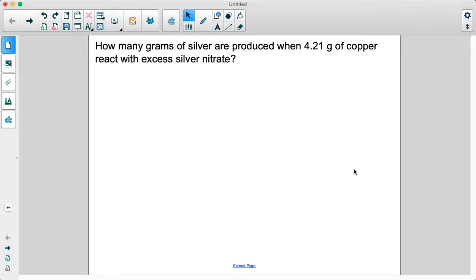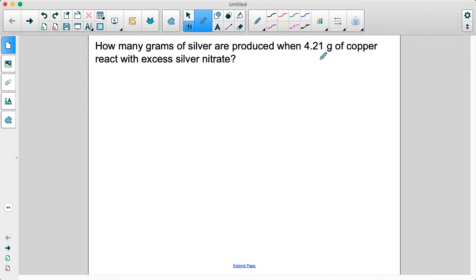All right, I'm going to walk you through a stoichiometry type problem. This question: how many grams of silver are produced when 4.21 grams of copper react with excess silver nitrate? First thing we're going to have to start with is a balanced chemical equation since we're not given that.